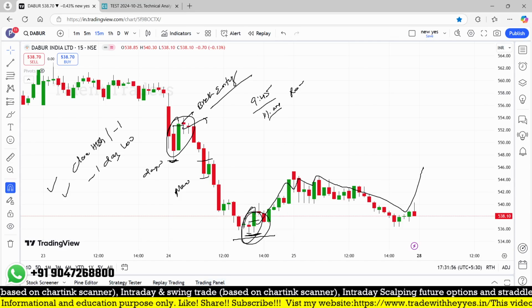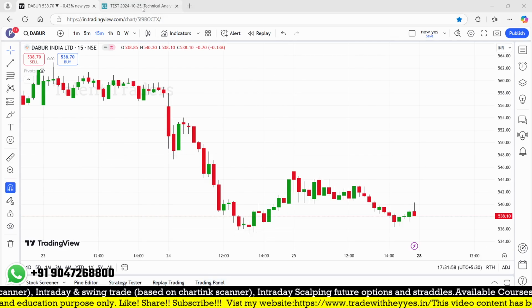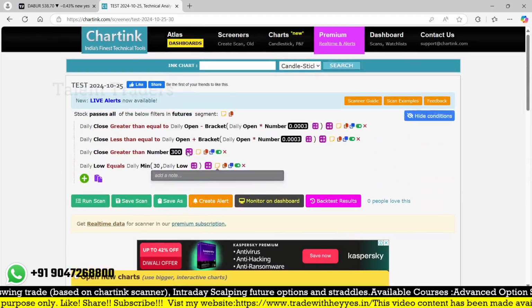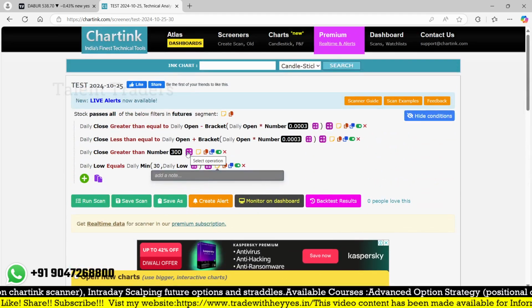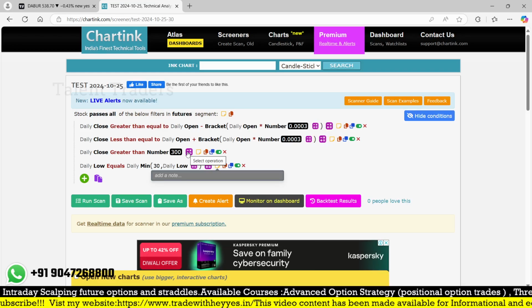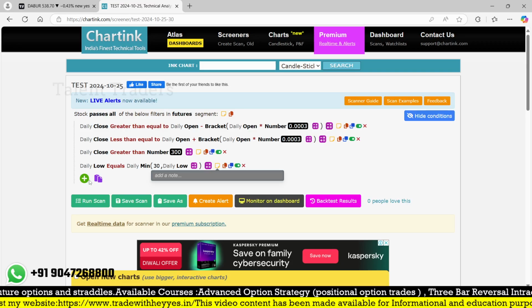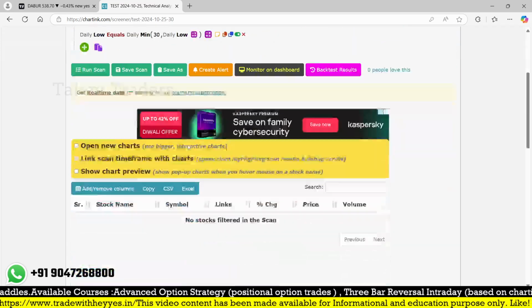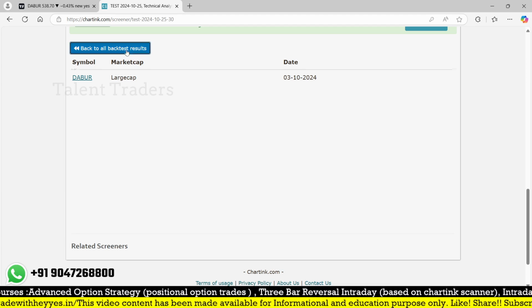So while creating scanners, you should be very careful about the scanner you are creating. It must be non-repainting. This is our previous scanner that I used. Here I used the day low as the maximum 30 days low, which is also the stop loss, but the stock would still be available.